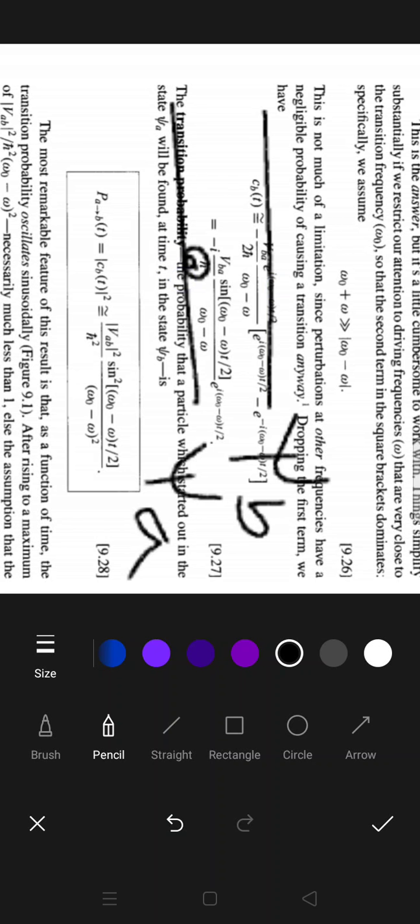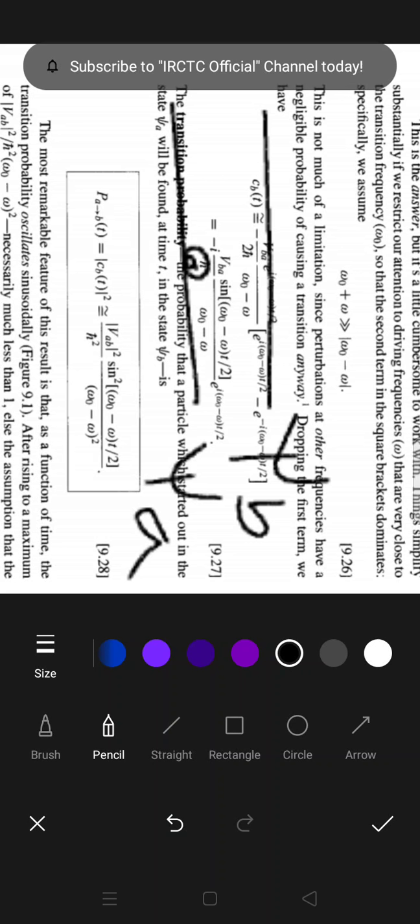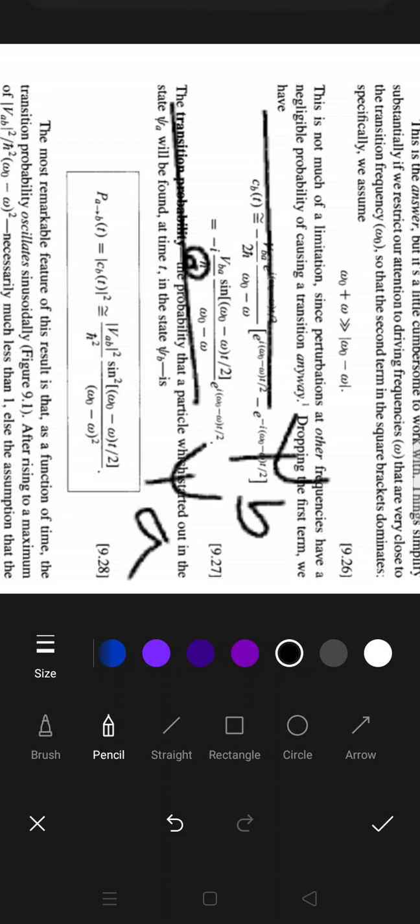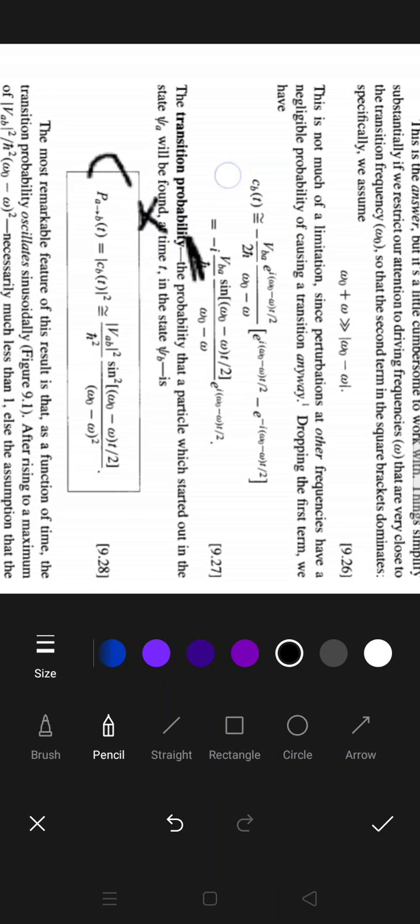So we don't know in which state the particle is. In order to find out where the particle is, we have to use the probability density, which tells where the particle will be. This is the complex one, so first take the complex conjugate of Cb of t. Then you will get plus here.